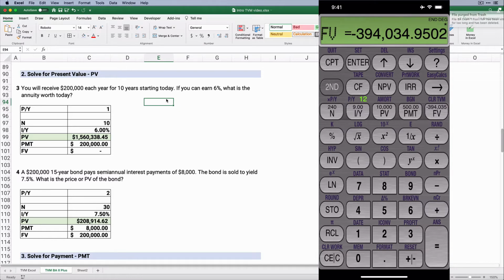Well, we're going to have periods per year is 1, so we'll do second function, periods per year 1, and then enter. So you have 1 period per year. 10 is the number of periods. 6% is the interest. 200,000 is the payment. There's no future value. So we need to solve for present value. So I'm going to solve for present value, and we're wrong because I haven't set it for beginning. This assumes the payments happen at the end of the year.